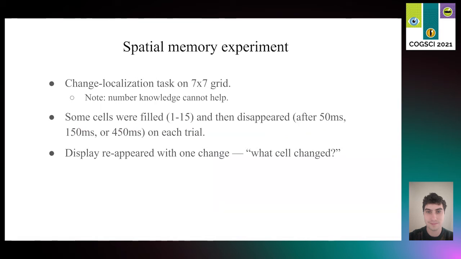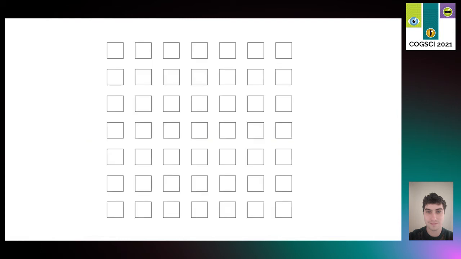So we ran a spatial memory experiment to test people's spatial memory and see if the kind of spatial memory that we observe will allow us to predict number psychophysics. We ran a change localization task on a 7x7 grid, and on each trial some of the cells were filled and then disappeared and reappeared with a change, and the participant's job was to click on the cell that changed. So what this looked like was there was a grid, some of the cells were filled, it was noise masked, and then participants were told to click the cell that changed. So I think that was this one.